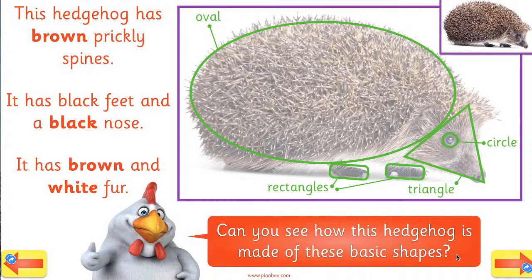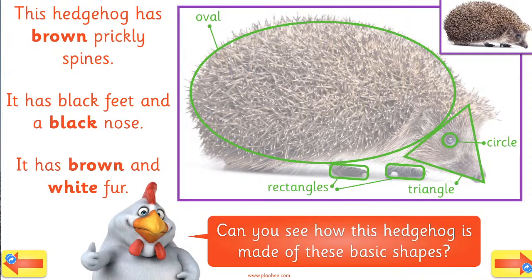Let's have a look. Did you see any of these shapes? Oh, well done. Someone said oval. So, this hedgehog has brown, prickly spines. It has black feet and a black nose. It has brown and white fur. Did you notice those? So can you see these basic shapes on this image of this hedgehog?